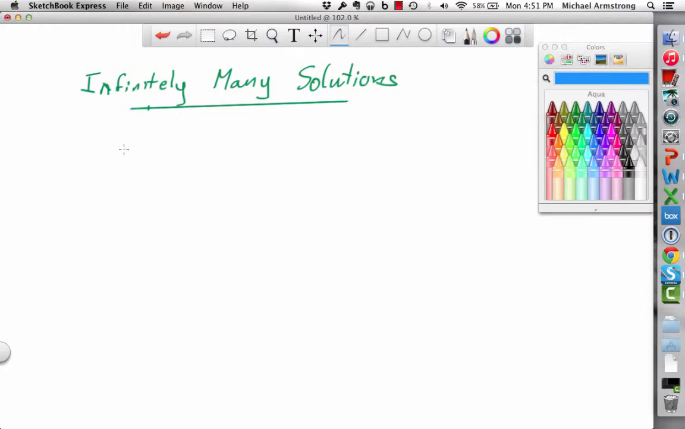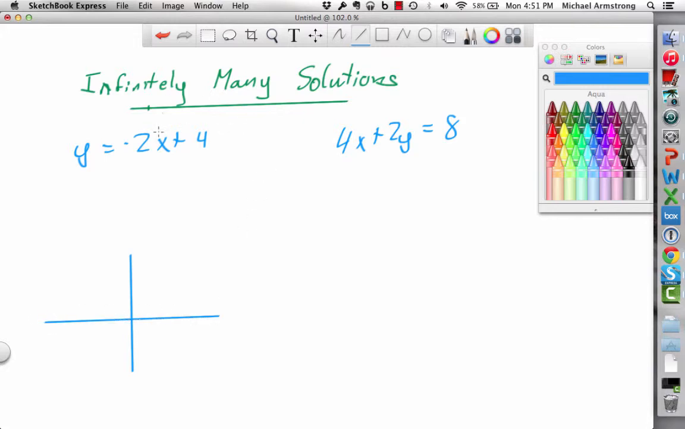Equation number 1 is y equals negative 2x plus 4, and the second equation is 4x plus 2y is equal to 8. And we could just try to simplify this equation, but just for the fun of it, because you need to see more and more of these. The slope here, m, is negative 2 over 1, which means that it's going to be a negative slope. We're going to go down 2, because it's a negative 2, and over 1, and our y-intercept is at 4. So b is at 4.